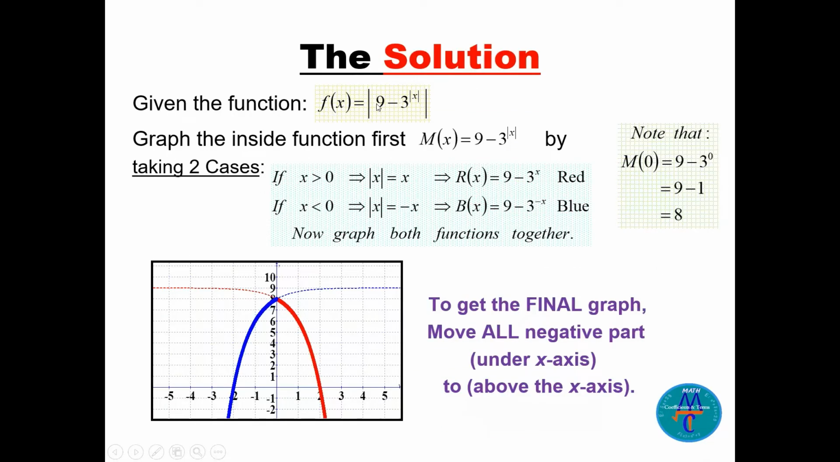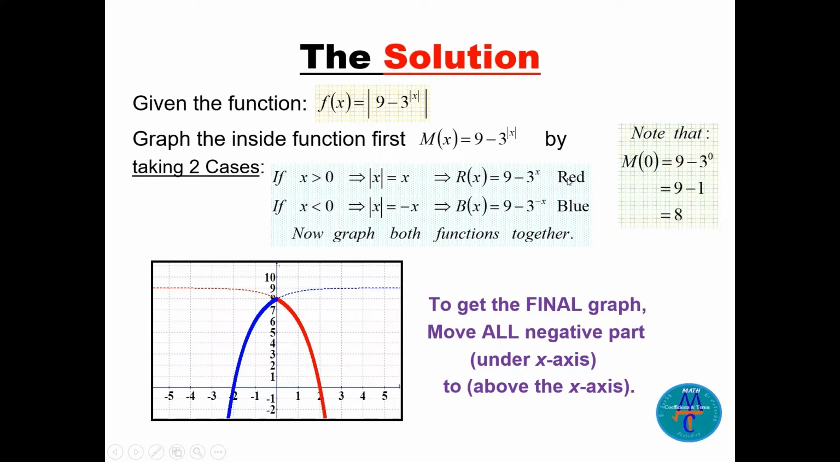Now, let's call the function inside the absolute value capital M of x, which is 9 minus 3 to the power x. We graph it first, and after that, we will see the graph of the function f. Now, to graph capital M, since we have absolute value on the x, we can take two cases. If x is positive, then the absolute value of x will be x, from the algebra course. And then our function becomes 9 minus 3 to the power x.